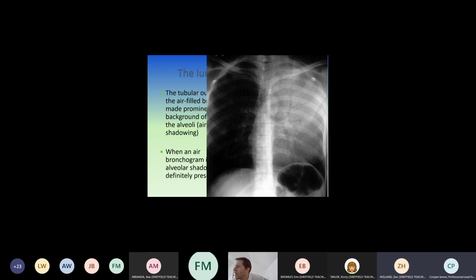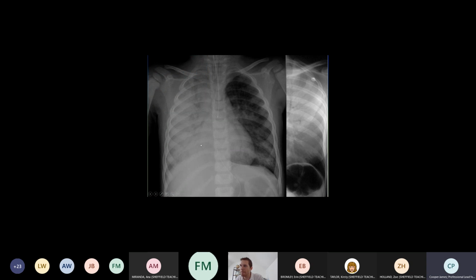Left. Left upper. Perfect. So this is consolidation in the left upper lobe. We know it's left upper lobe because we've lost that heart border, and only the upper lobe is in contact with the heart border. So again, quite a scary chest X-ray to first look at, but when we know what we're looking for, it's quite easy to say this is consolidation in the left upper lobe.